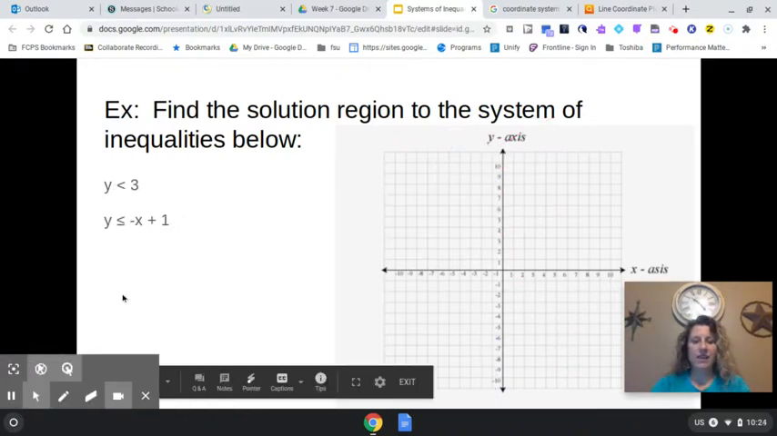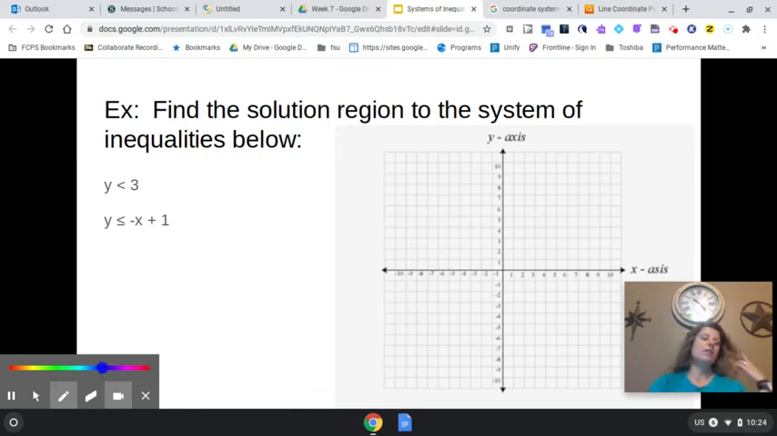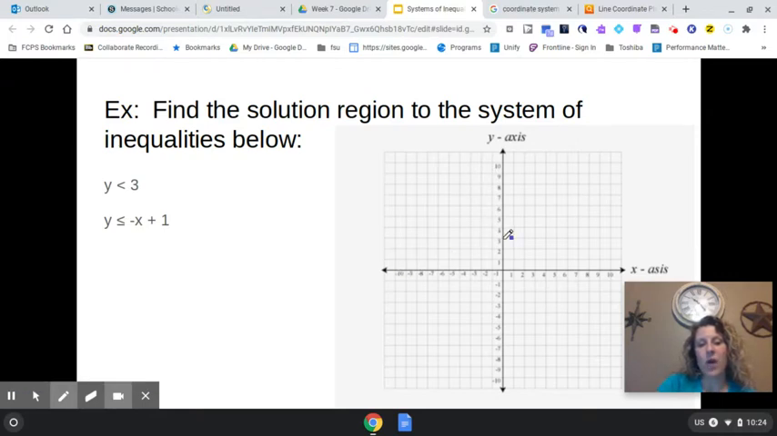Taking a look at the next example, we have y is less than 3. I'm going to graph that in blue. So y is less than 3. We would have a horizontal line at a y value of 3. So I could put some points on here along that horizontal line: (-5, 3), (-2, 3), (0, 3), (2, 3), (5, 3), and so forth. So we can see that horizontal line that's forming.